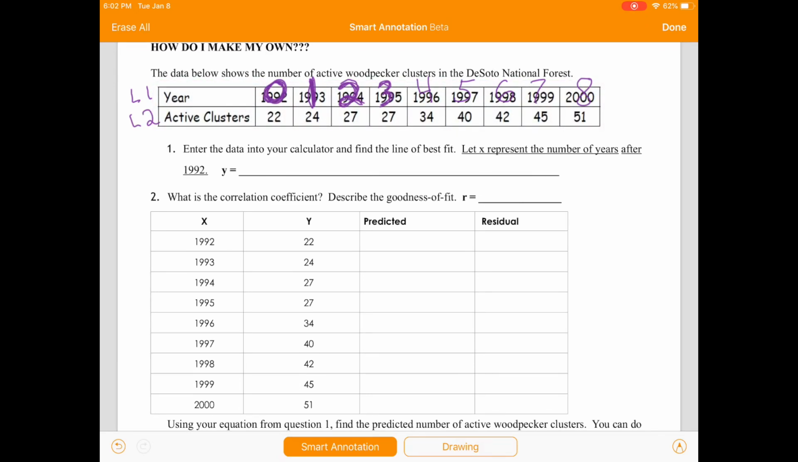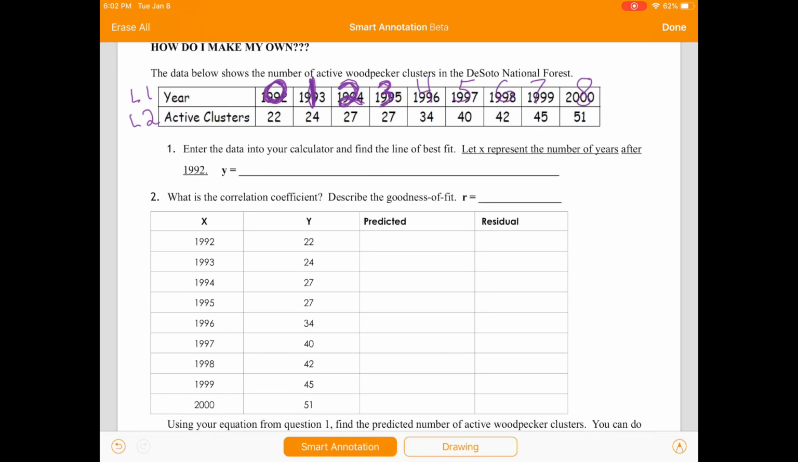Once you type this data in, you're going to go to Stat again, and you're going to calculate something. So you're going to go over to Calc, and you're going to calculate the linear regression, which is number 4. Once you hit linear regression, before you hit enter for it to calculate it, and I showed you this, if you want to use it, you can.